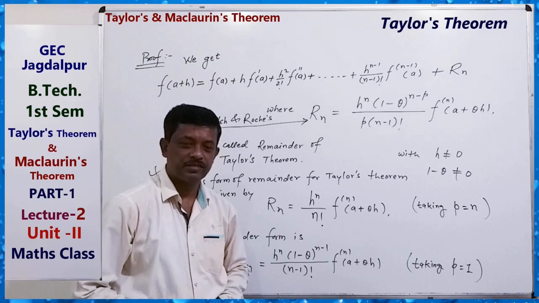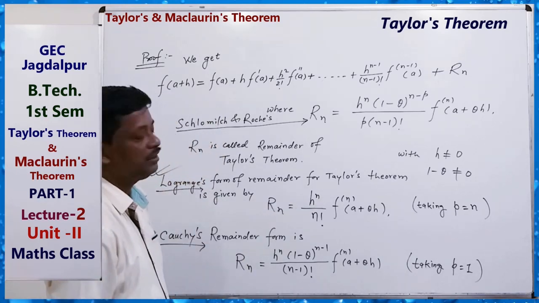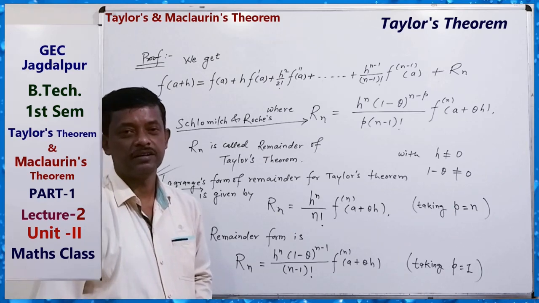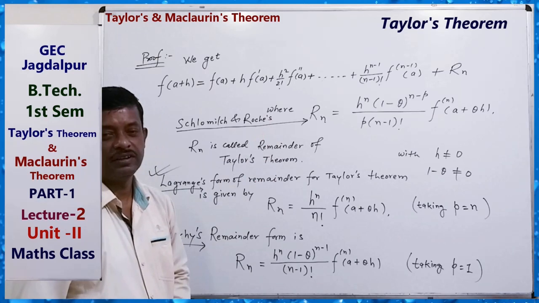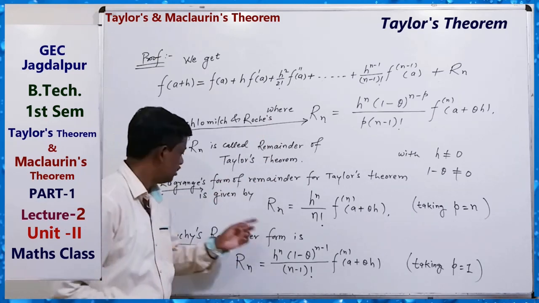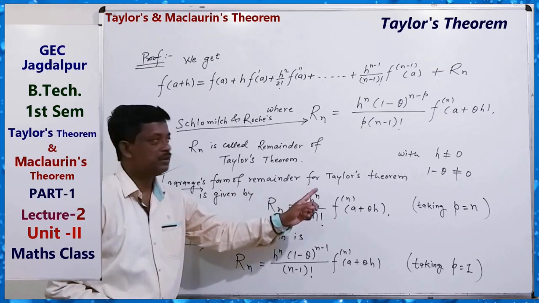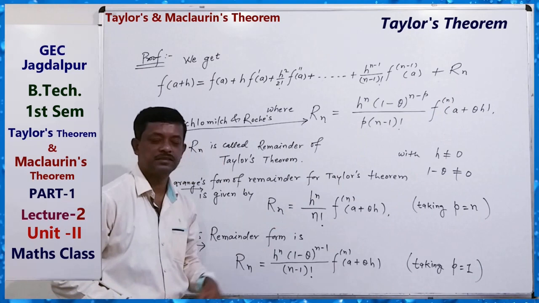So this is the generalized Taylor's theorem with remainder form. Whenever we use Taylor's theorem with Lagrange's form of remainder, you have to write after this term here Rn as this.